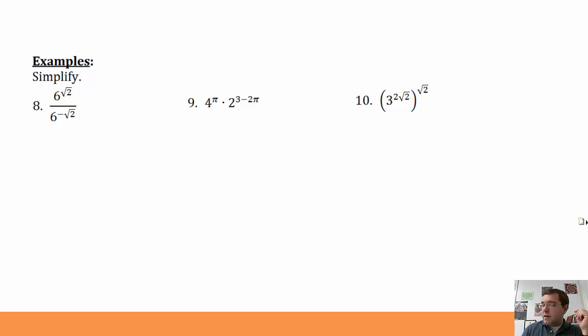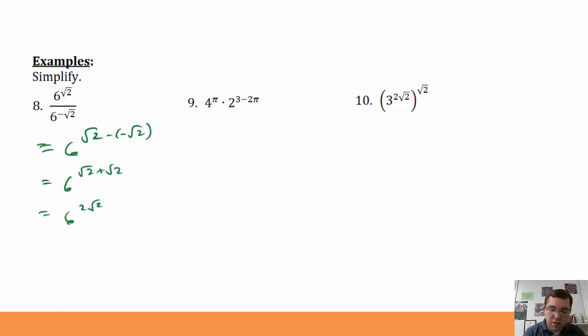Example number 8 is 6 to the radical 2 power over 6 to the negative radical 2 power. Well, bases are divided and they are the same. That means I subtract the powers. This is 6 to the radical 2 minus negative radical 2 power. Well, minus a negative becomes plus a positive, so that's 6 to the radical 2 plus radical 2 power. That's 6 to the 2 radical 2 power, which, as you know, would be 6 squared to the radical 2 power, which would be 36 to the radical 2 power.